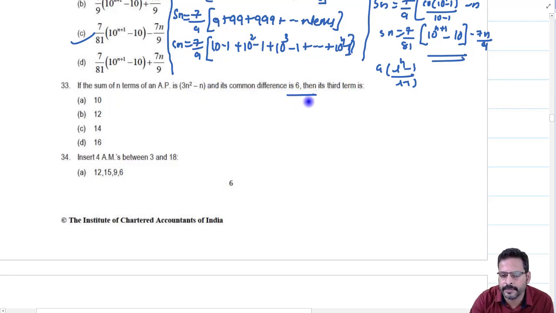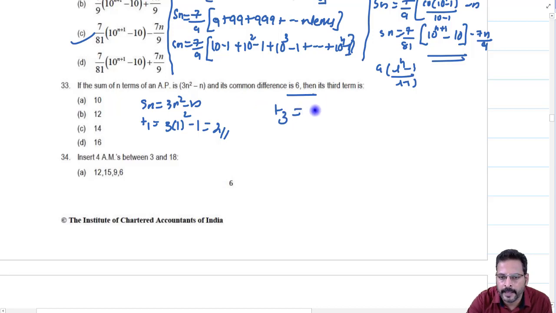difference. Okay. We can solve this using two methods. If common difference is given, then Sn is given, sum of n terms 3n square minus 1. So T1, first term, sum of one term, will be equal to the first term. Substitute 1: 3 into 1 square minus 1, the first term will be 2. Okay. So common difference is 6, then third term. We know that third term of AP is a plus 2d, 2 plus 2 into 6, 12 plus 2 equal to 14.